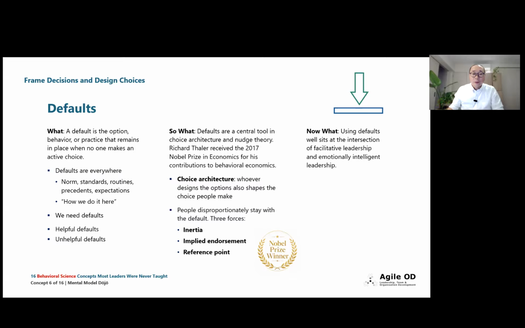So, four moves. First, notice. Pay attention to what the team treats as normal, automatic, or already decided. What are those defaults producing? Second, challenge. Which defaults have outlived their purpose or create burdens people have simply learned to tolerate?